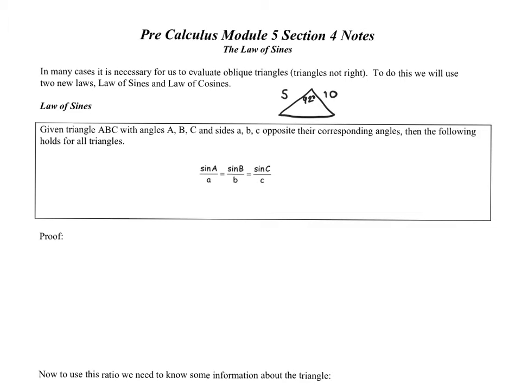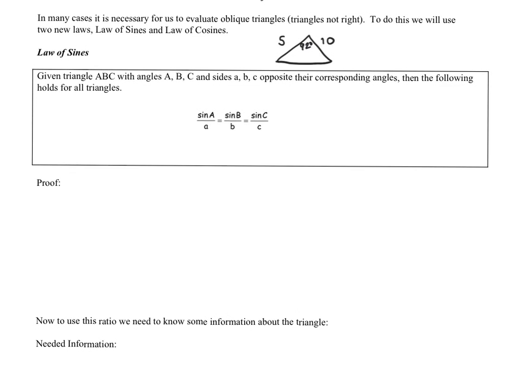So to do this, we're going to use a couple of what we call trig laws. The first one is the law of sines, and the second one, which we'll learn in the next section, is the law of cosines. Now the law of sines is very, very simple when you look at it. The law of sines just says in any triangle, so it doesn't have to be a right triangle, it could be any triangle you want, with angles A, B, and C and sides little a, little b, little c, which are opposite their angles.